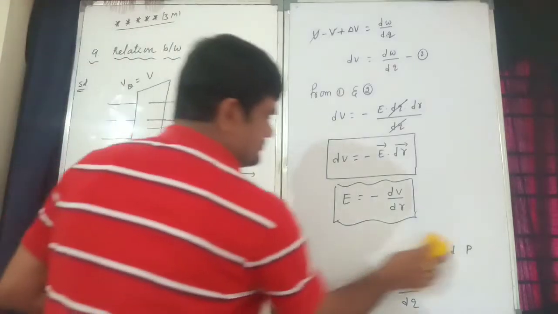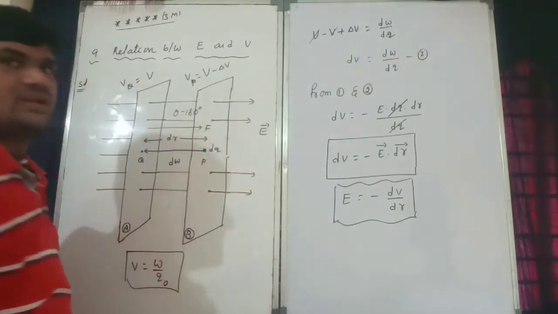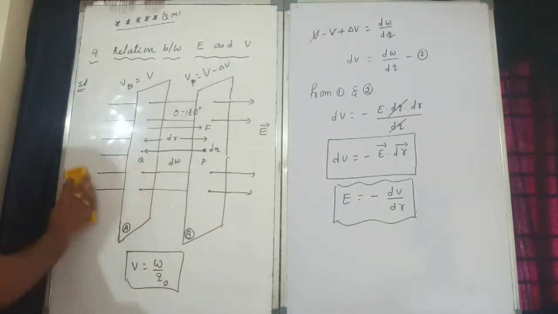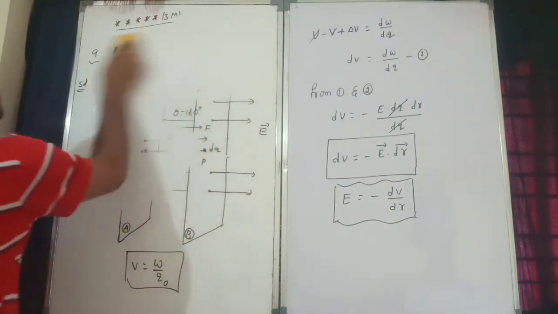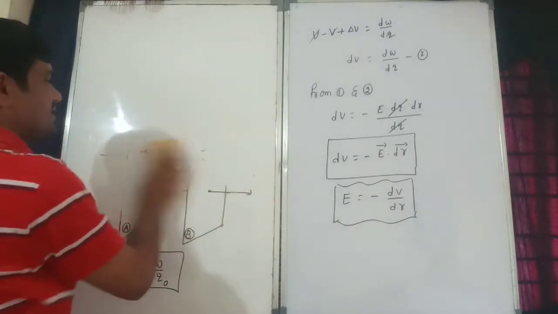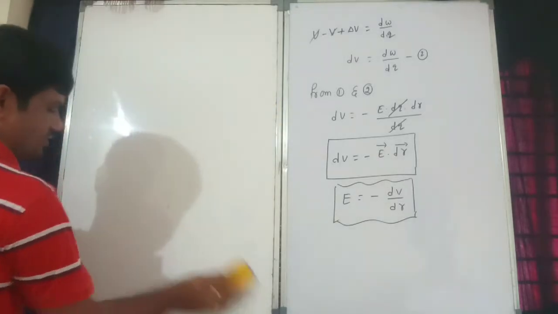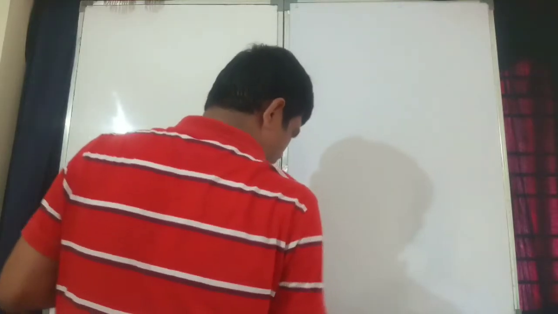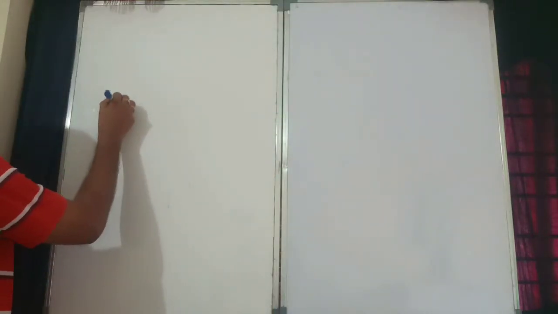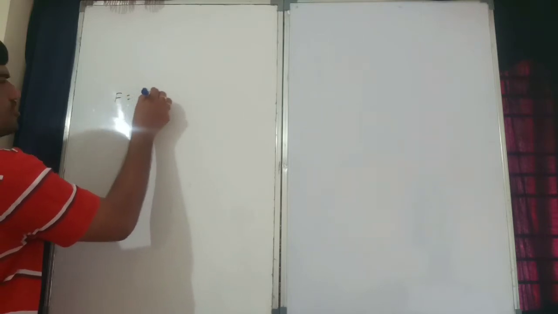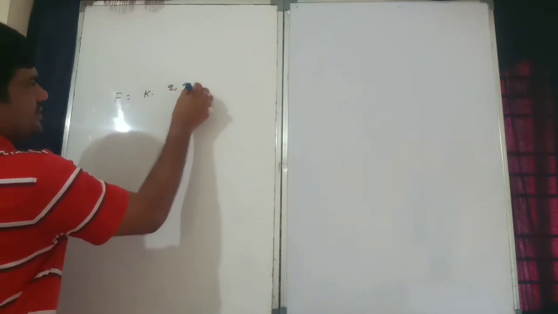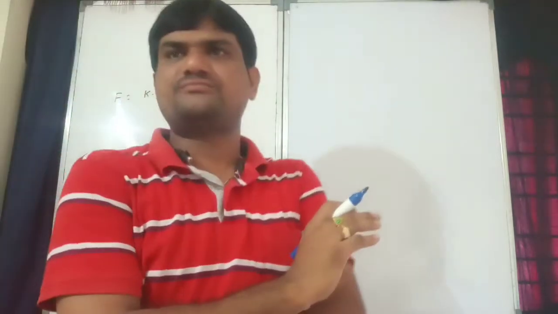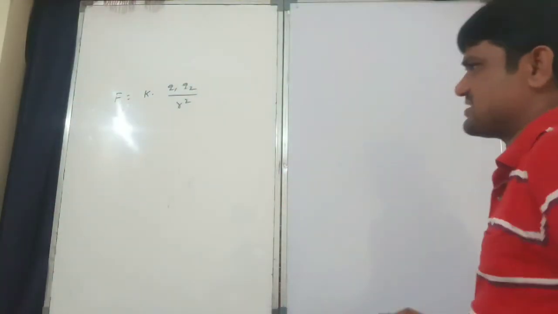So E is equal to minus dV by dr. Everything is fine. Now I will give you one small idea here. See, F is equal to, the formula I gave, F is equal to K into Q1 Q2 by R square. Correct or not? Very important question.